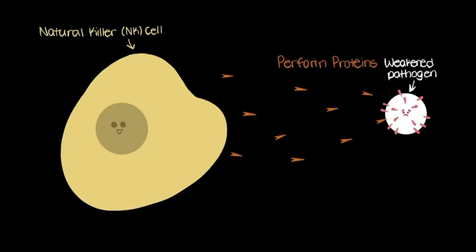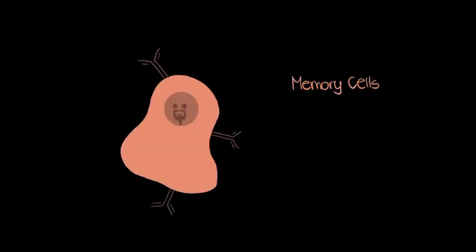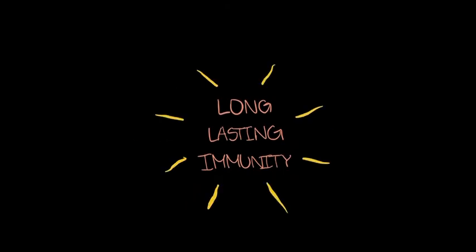However, a killer cell often assists by utilizing perforin proteins to finish off the weakened pathogen, although this is not part of humoral immunity. Memory cells, on the other hand, linger in the body. These cells will quickly recognize the same antigen in the body if it ever returns, allowing for long-lasting immunity.